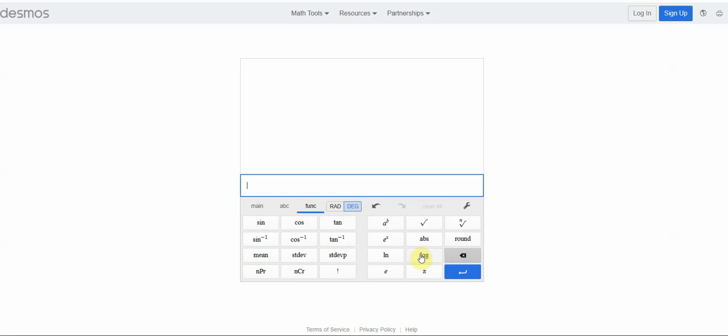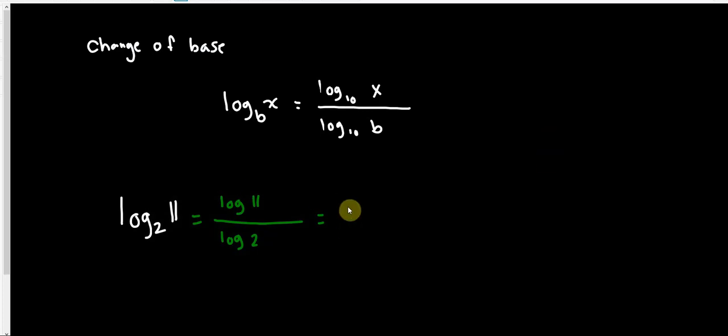And so we'll go log of 11, close that parenthesis, divided by log of 2. Okay, and boom, I was able to calculate. This will be the same thing as log base 2 of 11, 3.459. So that's not really all that difficult. Let's do one more, just for good measure.